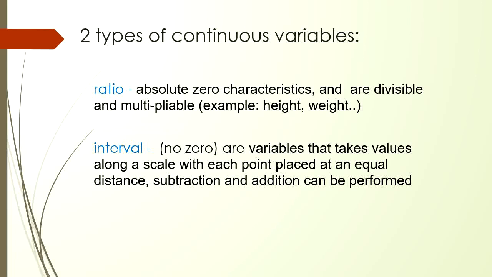While continuous variables that take values along a scale with each point placed at an equal distance, where subtraction and addition can be performed, are classified as interval variables. For example, in an IQ test, an individual cannot have a zero IQ, therefore satisfying the no-zero property of an interval variable. The level of an individual's IQ will be determined depending on which interval the score falls in.